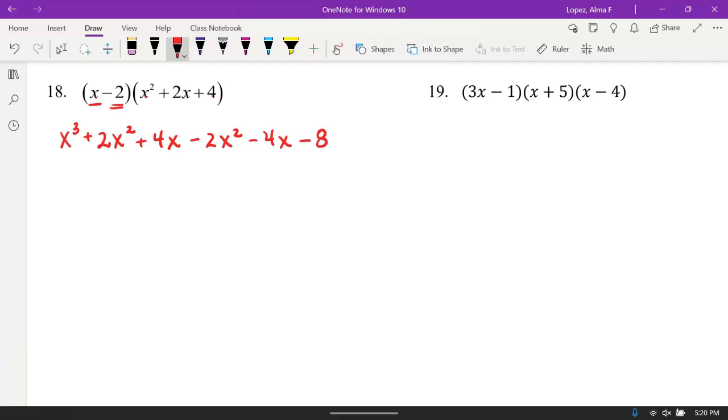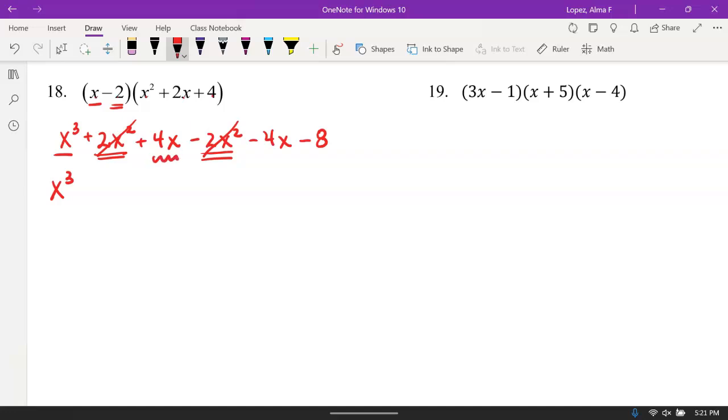After you get it distributed, we can combine like terms. But we're going to also write our answer in descending order, so let's start with the x to the third power. Well, there's only one of those, so that was pretty easy. Next, I noticed that there are two x squared terms, but they happen to cancel. A positive 2 and a negative 2 cancel.